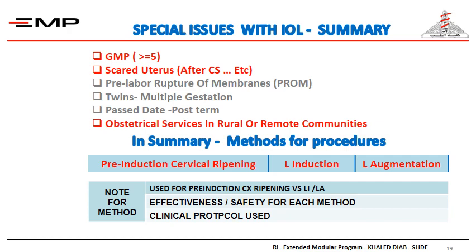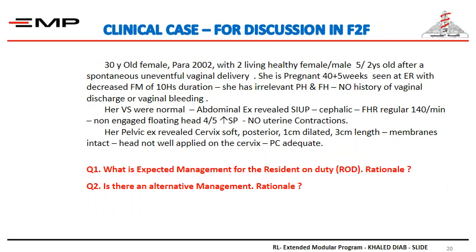Grand multipara and scarred uterus represent a relative contraindication or a caution for labor induction. During the face-to-face session, how to choose a method of labor induction will be discussed. For this clinical case, the student is advised to prepare for discussion in the face-to-face session.